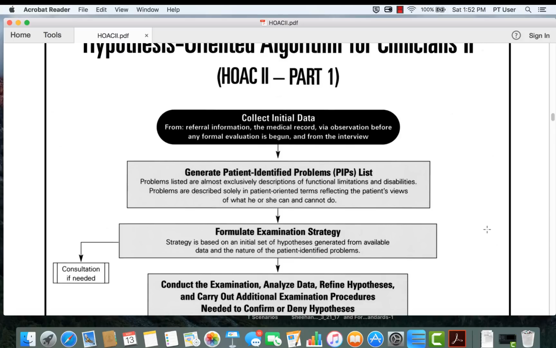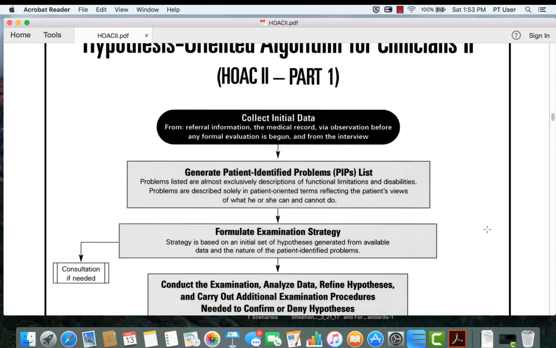So let's go back to the collect initial data in the interview. And in the interview, you're going to start to ask some questions. Now, knowing that you have to generate a patient-identified problem list, probably the most common approach you would take to generating that list is to ask a very open-ended question. Why don't you tell me what's going on? What are you having difficulty with? Allow the patient to describe in their own terms why they are there to see you that day.